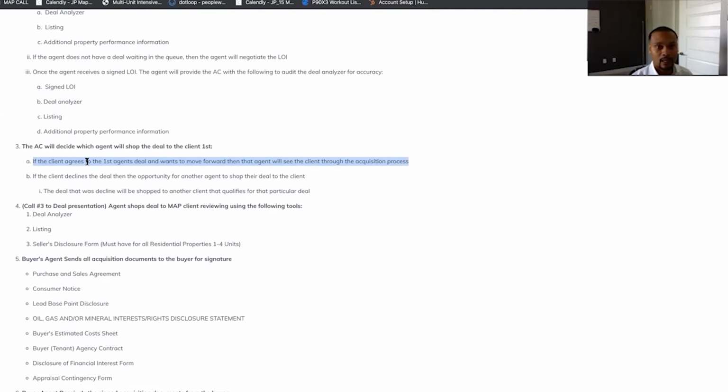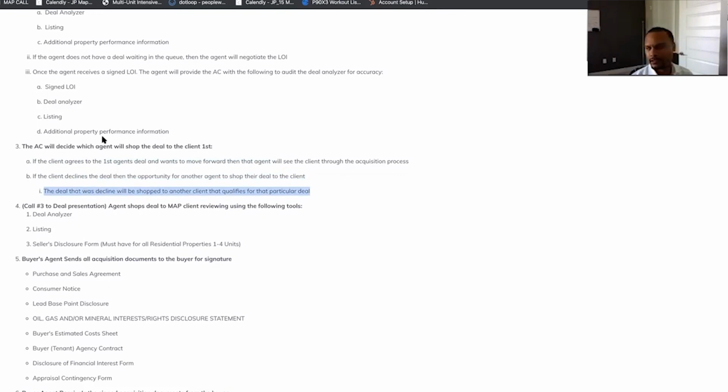First come, first serve. And if you like the first one with agent Jane Doe, then fine, move forward with Jane Doe, okay? And if the client declines a deal, then it's an opportunity for another agent to shop a deal to the client. So it presents another opportunity, meaning if Jane Doe presents you a deal and you say, oh, I don't like it because of the cash flow or what have you, and someone else, John Doe, a MAP agent, happens to have another deal, they can present it to you, okay? The deal that was declined will be shopped to another client that qualifies for that particular deal.